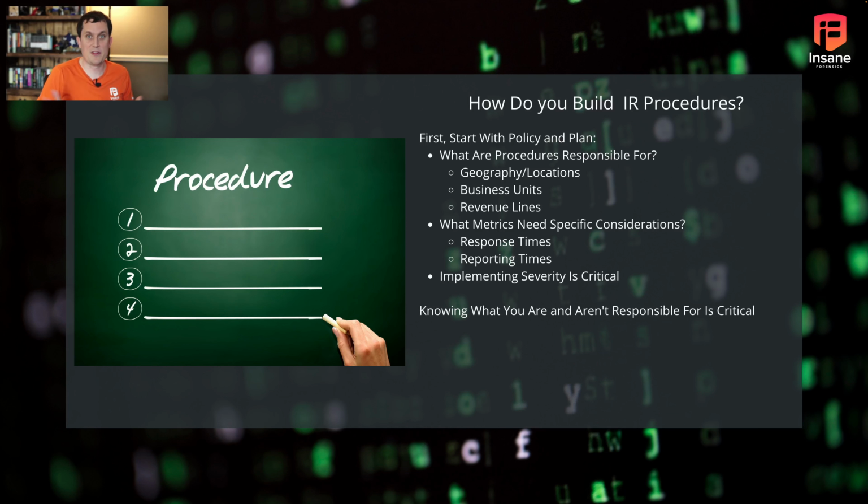Revenue lines, we talked about this a bit in past videos too. What revenue lines is your incident response plan responsible for protecting? Is there a certain product or service that your business provides that the incident response plan needs to be tailored to? Then, what metrics defined out of the policy and plans do you need to consider? What are the response times? What are the reporting times? What do I need to do as I'm writing procedures to make sure they are complete, but that I'm also meeting all the expectations being passed down?